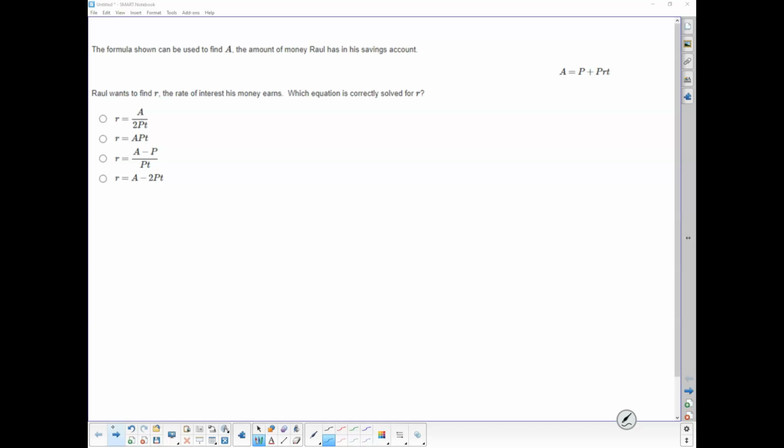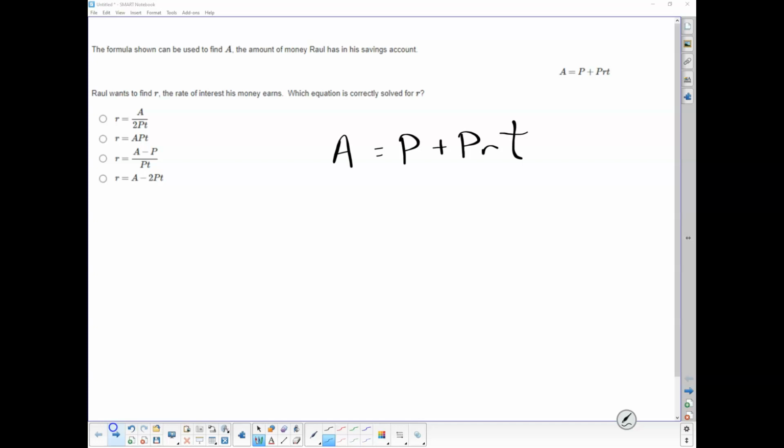The 5 most missed problems on this SOL practice, number 1. We're given a formula that can be used to find A, the amount of money that Raul has in his savings account. That equation is A equals P plus PRT. And Raul wants to find R, the rate of interest that his money earns.